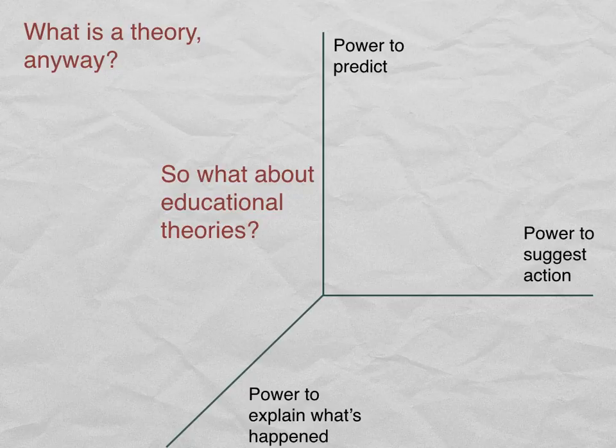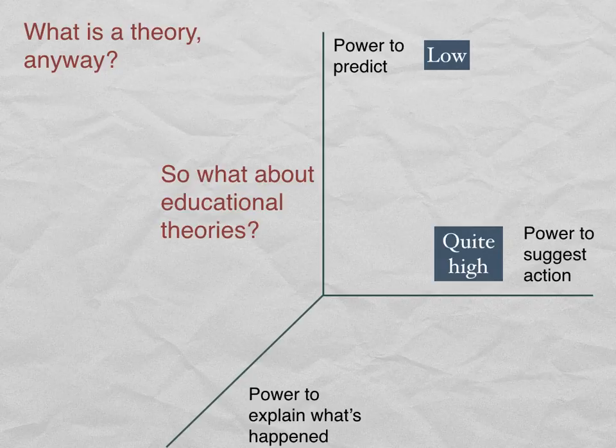Now, when you think about educational theories, I think theories in different intellectual areas work in different ways, right? The power to predict of education theories, I think, is very low. Just because someone tells you it's a good thing to give feedback does not mean that I can just walk into a classroom, give any old feedback, and it's likely to work, right? So I think the power to predict is quite low in educational theories.